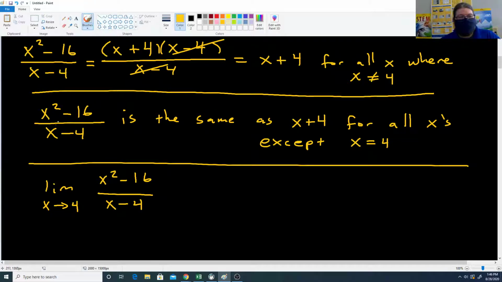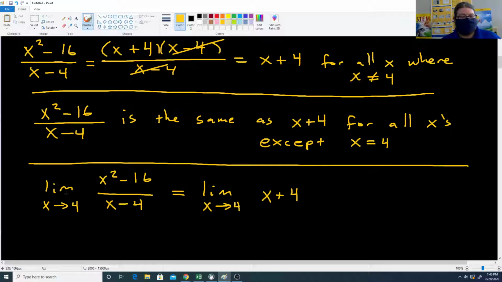So this right here is the same as x plus 4 for all x's except for 4. Since the limit never actually takes the value 4 itself, what happens is you get close to the 4 from the right and you get close to the 4 from the left. We get that the limit as x approaches 4 is equal to the limit as x approaches 4 of the simplified form of that expression.